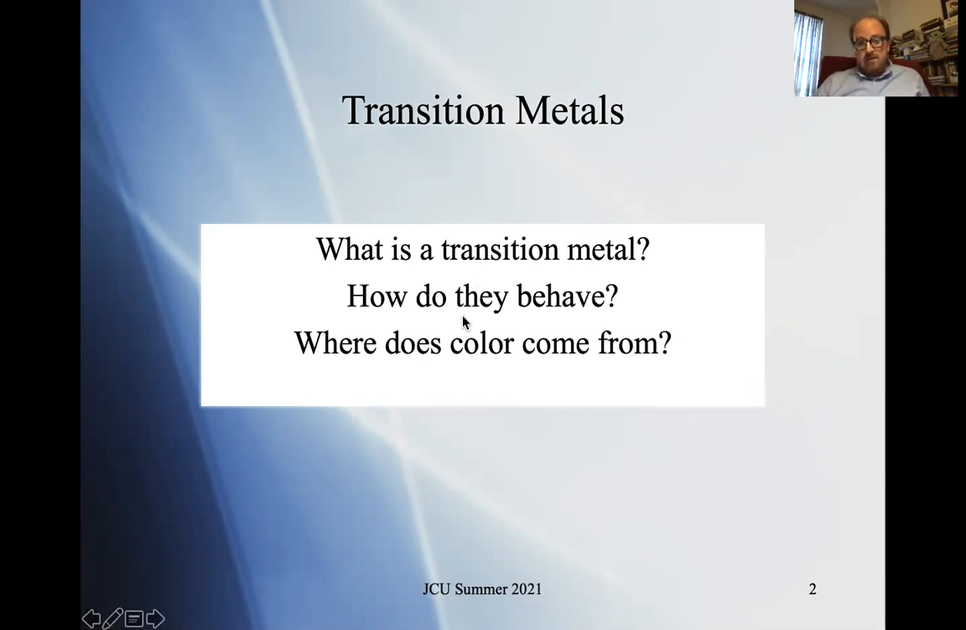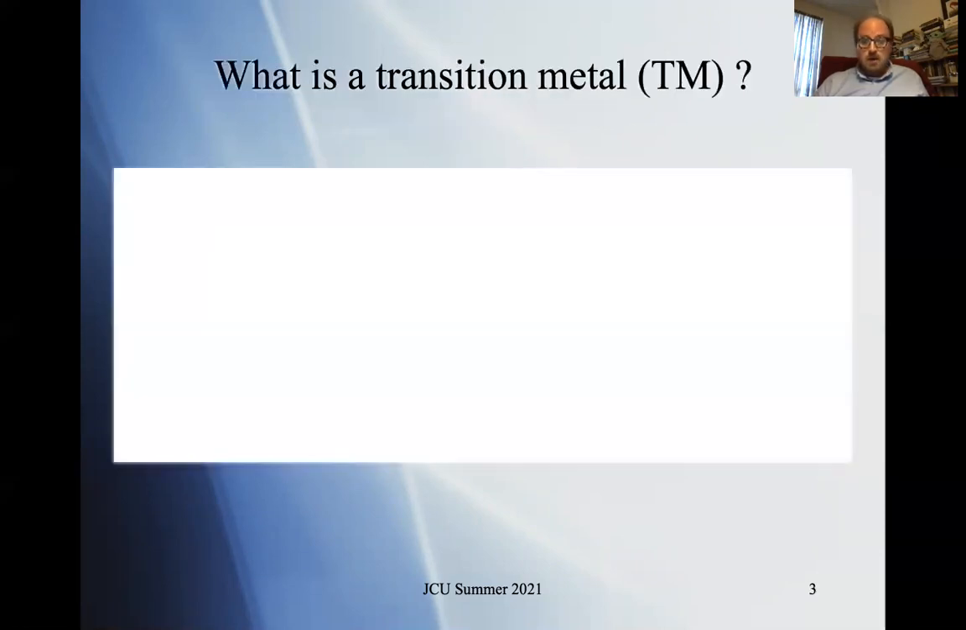How do they behave? That is rather complicated because it's an entire field of chemistry that we call inorganic chemistry, or I should say a subfield of inorganic chemistry, since inorganic chemistry tends to look at metal chemistry, and transition metals only make up a part of that. And then we'll also get into where exactly the color comes from, because that is one of the properties of transition metals: they tend to have a color to them when in solution. All right, so we'll start with the first one, what is a transition metal.